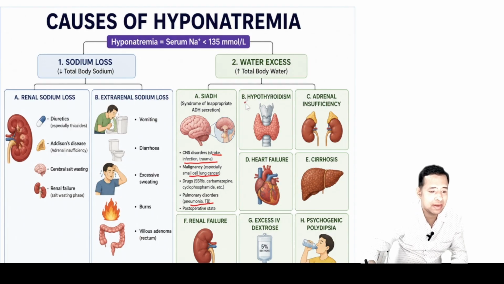And the second cause is hypothyroidism, and heart failure also may be one of the reasons. And next is adrenal insufficiency, which we discussed here, and cirrhosis also. And next is renal failure, excessive IV dextrose, and psychogenic polydipsia.